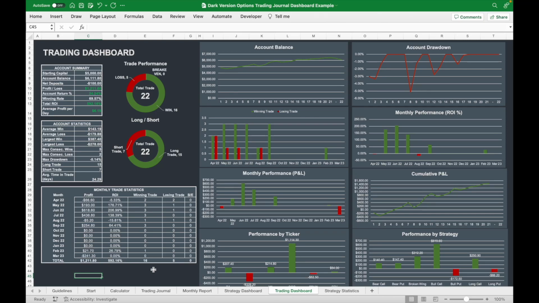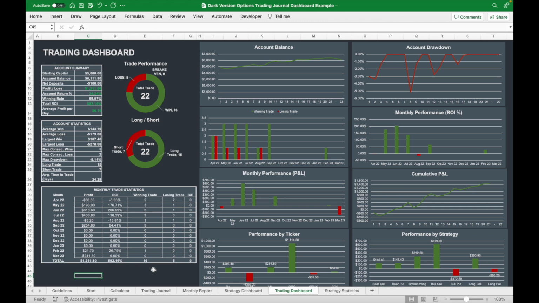Hello everyone, in this video I'm excited to share the option trading journal I created. This trading journal is specifically designed to track option trading activity and performance over a 12-month period. It provides detailed monthly, strategy, and annual overviews of your trading activity, helping you analyze and improve your strategies.